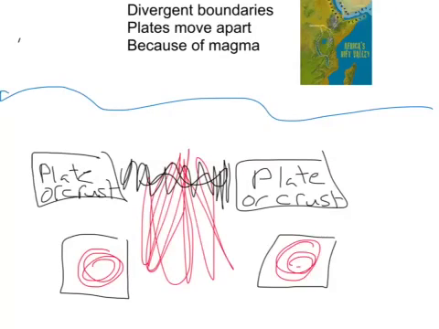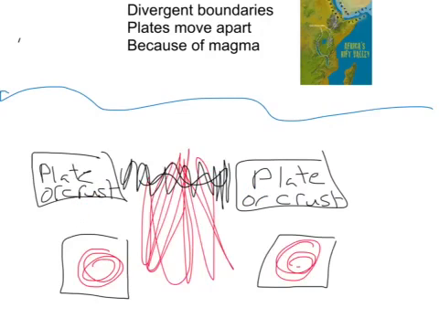Divergent boundaries. With divergent boundaries, the plates move apart. The reason for the plates moving apart is because of the convection currents, which are located here, here, and pretty much all right around here. Convection currents make the magma boil, which makes it rise and form a new crust or plate right here, and pushes these two apart.